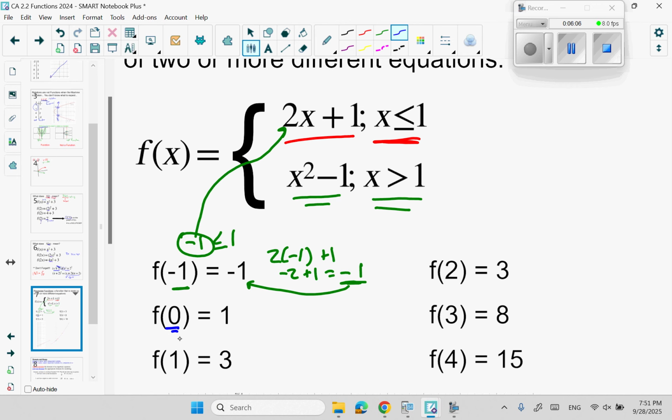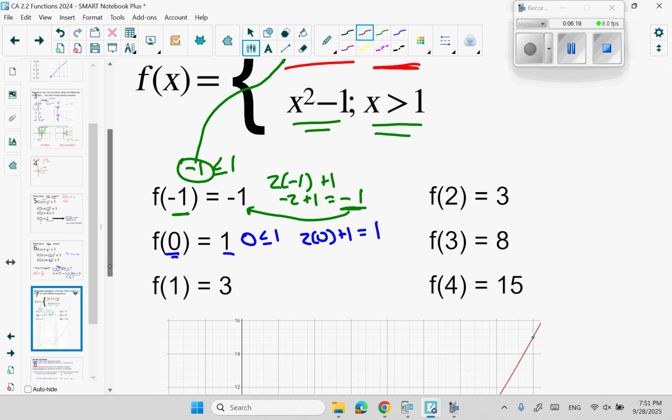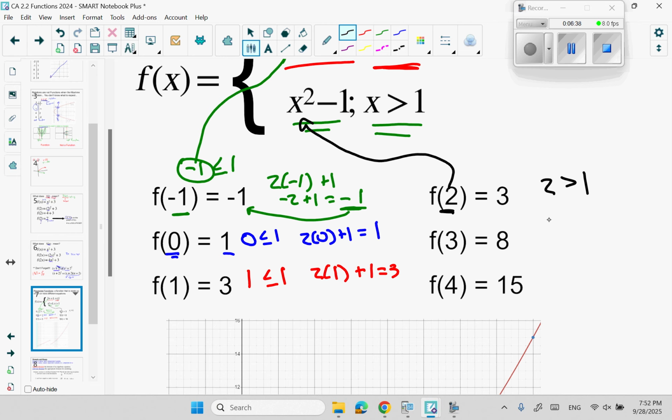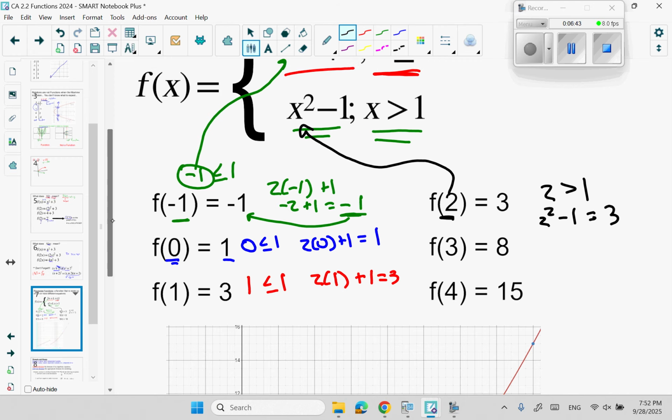f of 0, well again, 0 is less than or equal to 1, so I'm going to plug it into the first equation. So I get 2 times 0 plus 1, which would give me 1. Next one, f of 1, well, 1 is less than or equal to 1, so I'm going to plug it into the first equation. 2 times 1 plus 1 would give me 3. f of 2, well, 2 is greater than 1, so I actually have to plug this 2 into the bottom equation. So I get 2 squared minus 1, which would be 3, and so on and so forth.